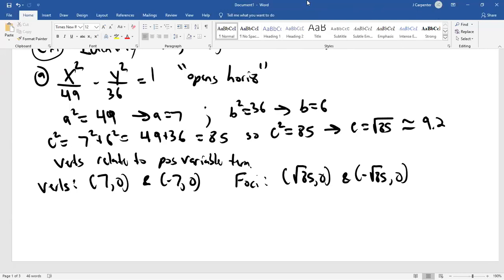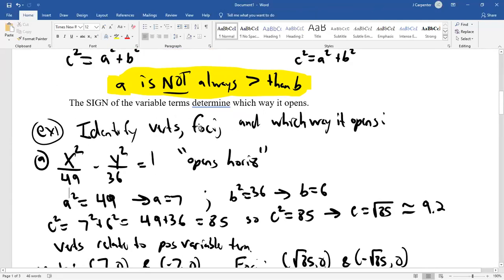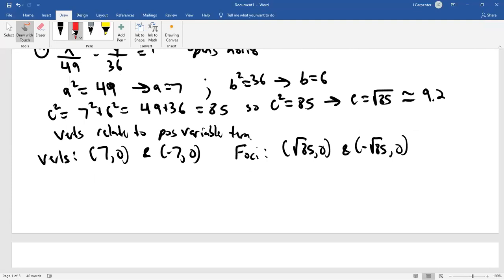Okay, so I did not ask you to draw this. I just asked you to identify the vertices and foci, which we did, and which way it opens, which we did. I am going to sketch it in a very small corner over here. We said it opens horizontally, so it has to look something like this. This point right here, those would be the 7s and the negative 7s. Then the foci are the square root of 85s, which were about 9.2. The reason I did the 9.2 is just so you can see that they're, quote, inside the bowl. So there's the square root of 85 and a negative square root of 85.